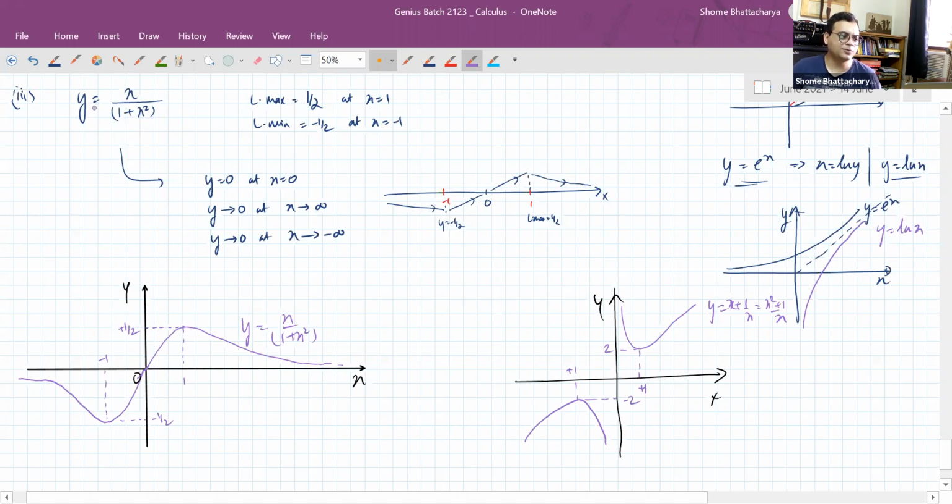So you can treat the function approximately as x upon x square, or 1 by x. So the behavior of the 1 by x graph that we had seen earlier, the same type of behavior this graph has for very large values of x or very large values on the negative side. But in between the behavior is changing.